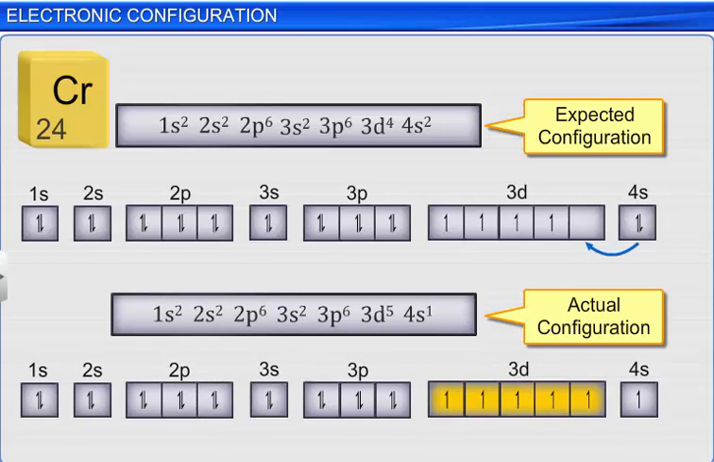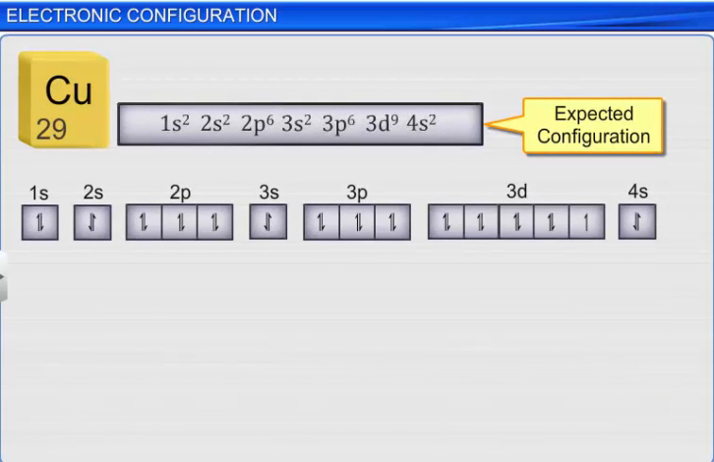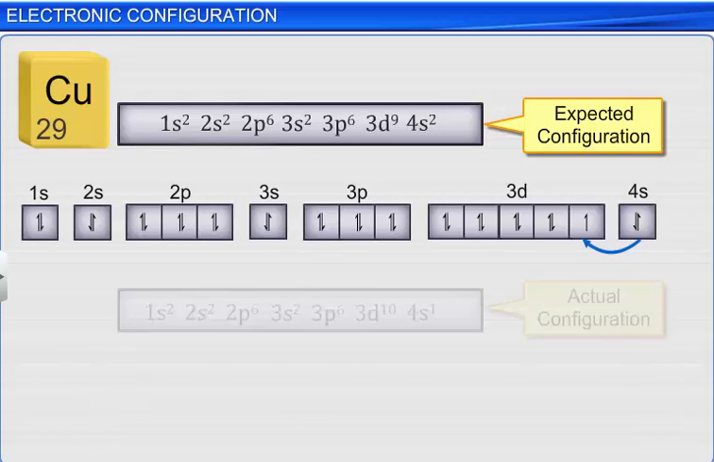Similarly, in the expected electronic configuration of copper, if one electron from the lower energy 4s orbital is shifted to higher energy 3d orbital, it will make the distribution of electrons symmetrical and hence will impart more stability.